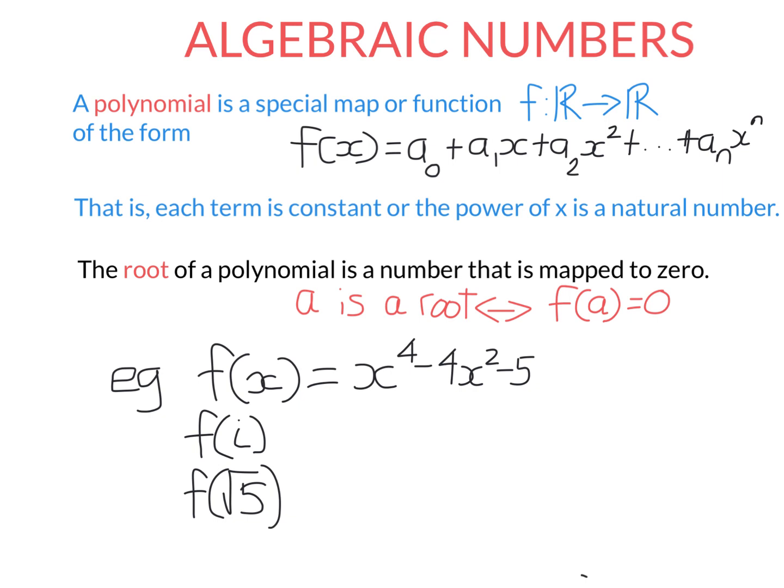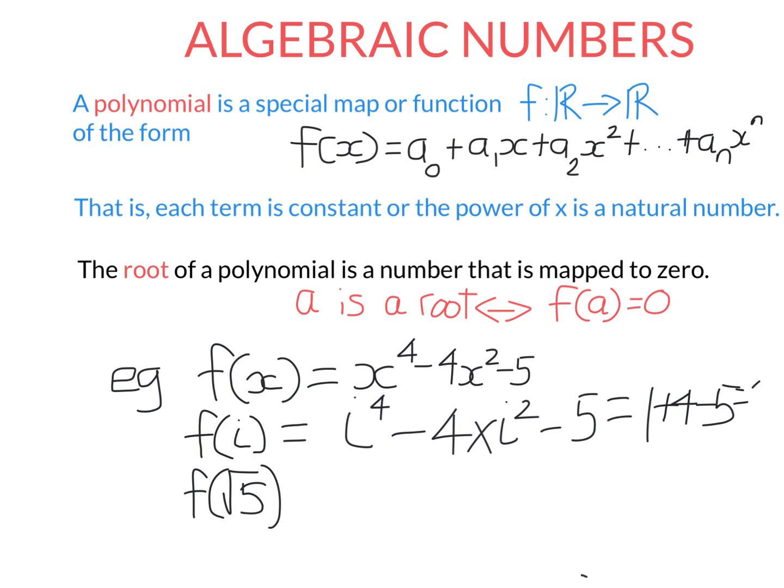So for example, f(x) equals x to the power of 4 minus 4x squared minus 5, that is an example of a polynomial. So i, the square root of minus 1, is actually a root of this polynomial. Why is that? Because if I substitute x for i, the square root of minus 1, I get this. So i to the power of 4 is 1. Remember, i squared is minus 1. That's the definition. So I get 1 plus 4 minus 5. So 1 plus 4 minus 5 is obviously 0. So i is a root of this polynomial.